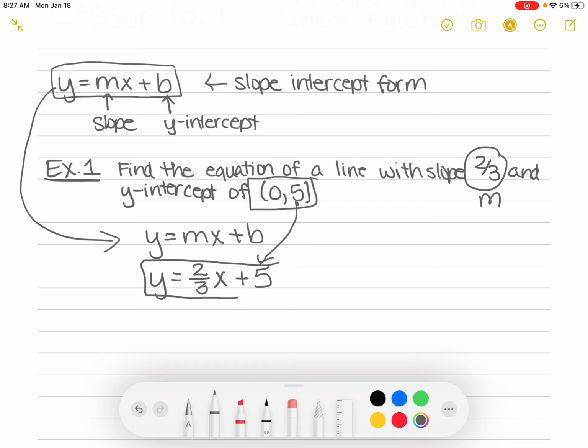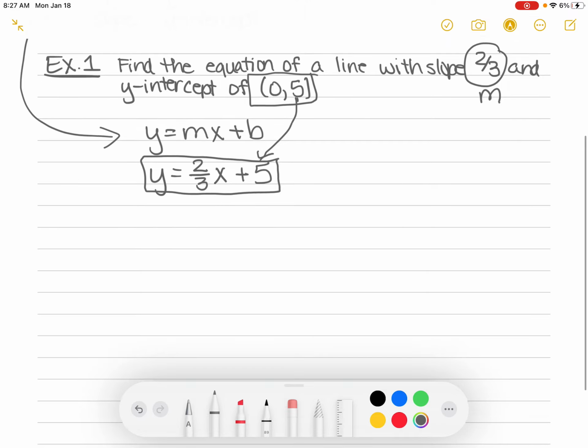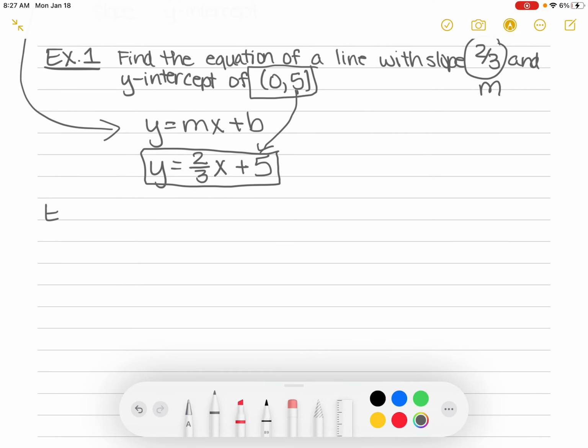That's how you do your first problems on your homework. They will tell you what the slope and y-intercept are, and then you just have to plug them into the equation. So let's try one on your own. I'm going to write it a little bit different though. I'm just going to write it real quick.